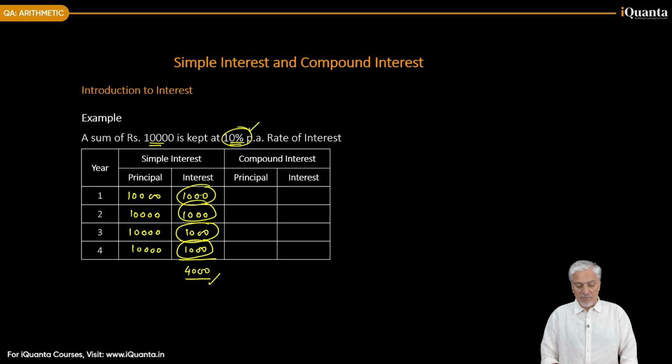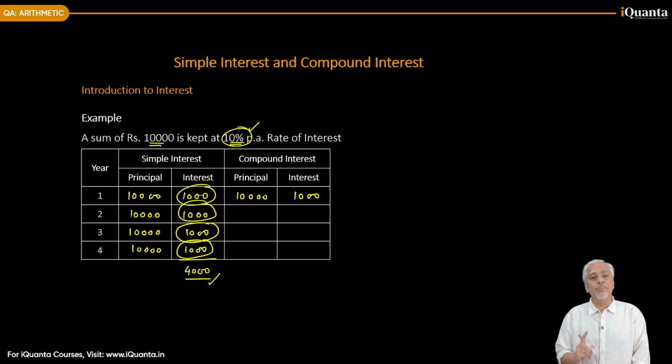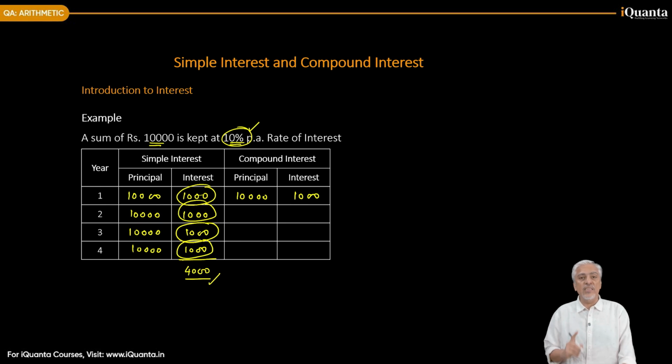Compound interest becomes different. First year, same. First year, your principal is 10,000. Your interest is 1,000. So remember a simple rule. The first year's simple interest and compound interest are the same. The simple interest earned in the first year and the simple interest earned in the second year is always the same.